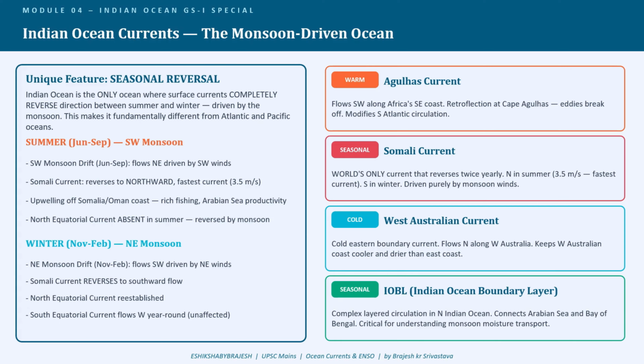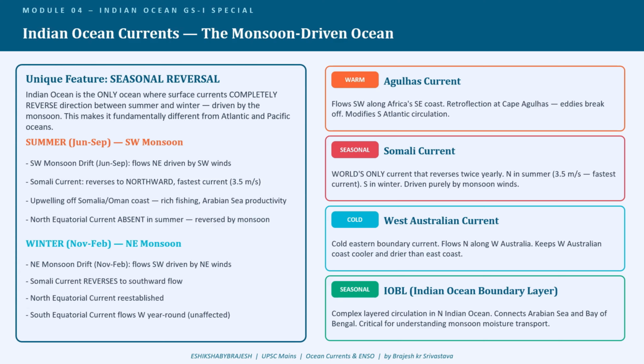This seasonal reversal has practical importance for India. During the Arab trading era, Dhow sailors used these predictable current reversals to time their voyages: northeast to East Africa in winter with the NE monsoon, back to Arabia in summer with the SW monsoon. The Indian Ocean was the world's first monsoon commerce system.